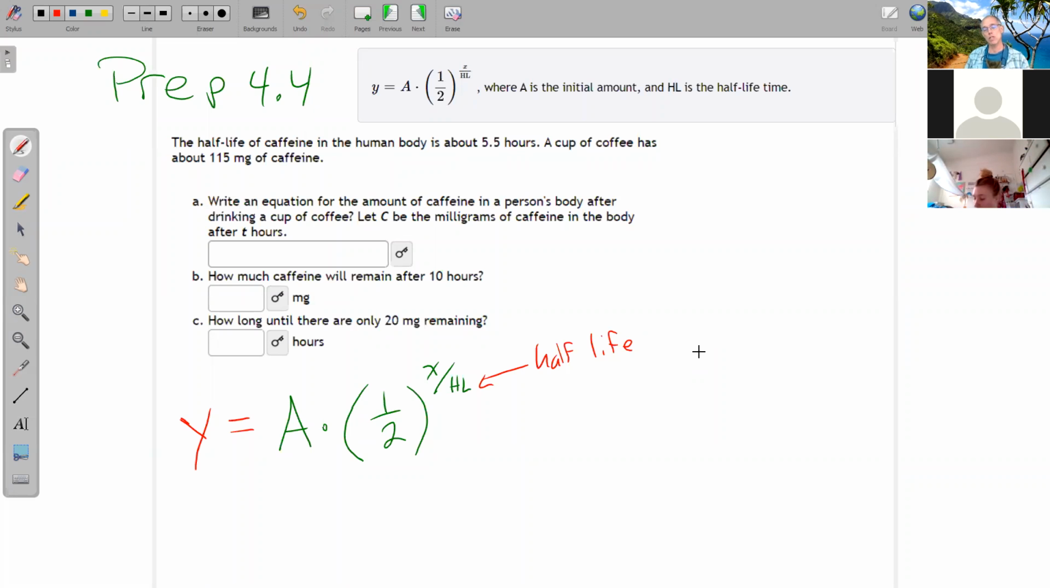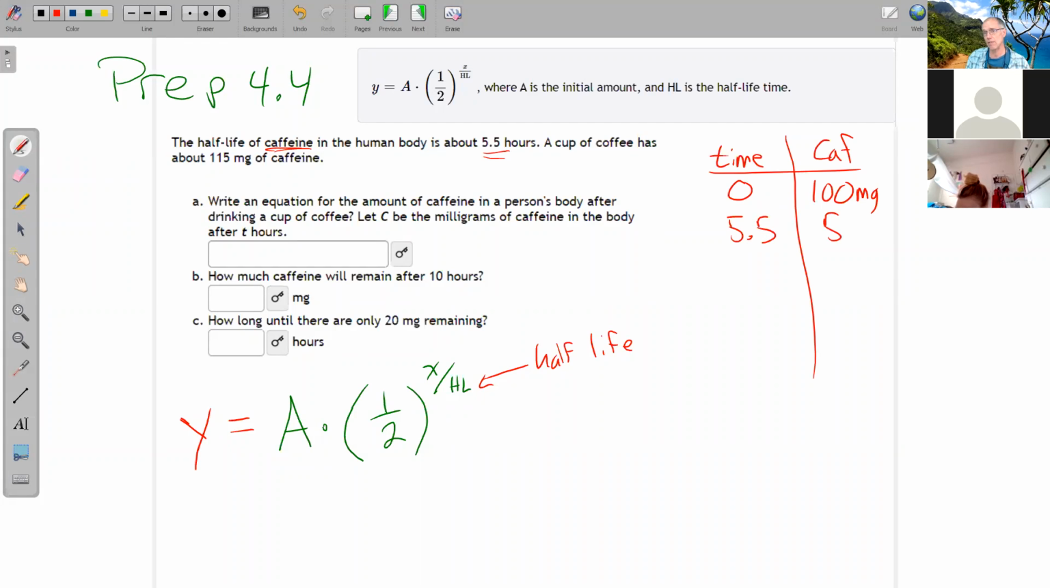Well, it turns out a lot of these substances in our body are filtered out, and the way those filters work is the body removes roughly half at a time. So it turns out caffeine up here has a half-life of about 5.5 hours. So what that means is if I make a table here, time versus caffeine, initially I have 100 milligrams in my system, right? Big stimulant. And then the half-life of 5.5 hours means exactly 5.5 hours later, I have half of what I started with. So now I only have 50 milligrams.